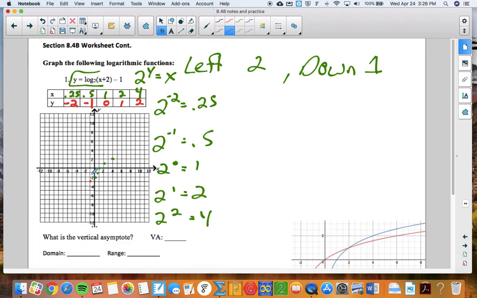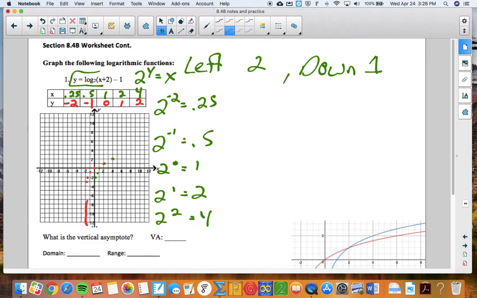Left 2, down 1. Try that again. Left 2, down 1. Oh, so actually that red dot hits the other green dot. And so then, folks, I'm going to graph this.